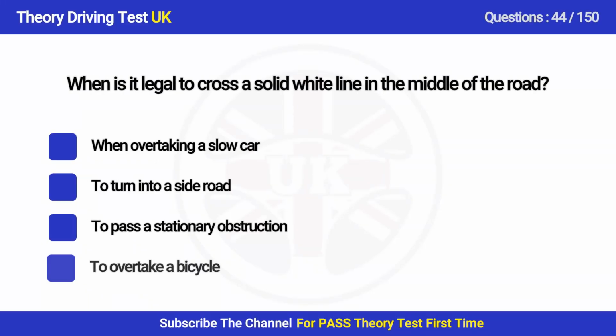Question 44. When is it legal to cross a solid white line in the middle of the road? A. When overtaking a slow car. B. To turn into a side road. C. To pass a stationary obstruction. D. To overtake a bicycle.